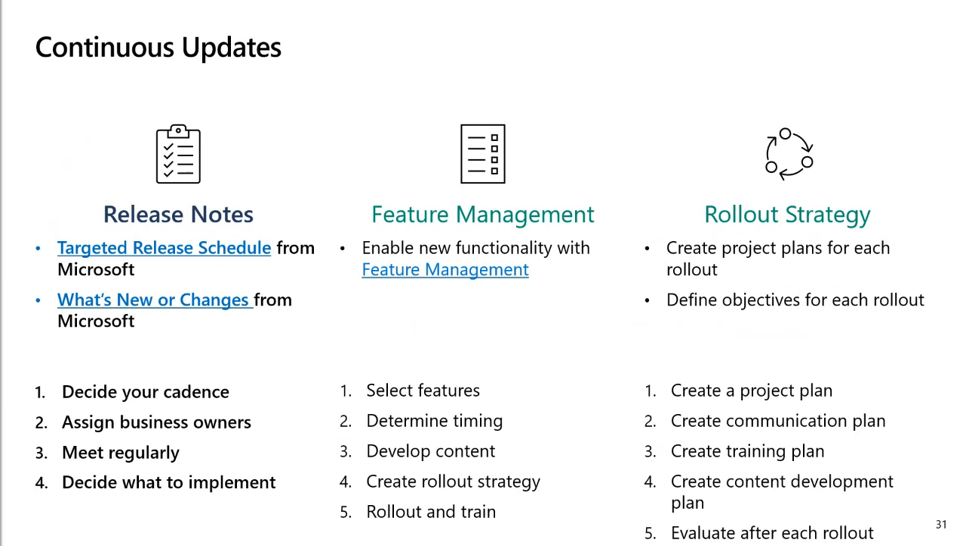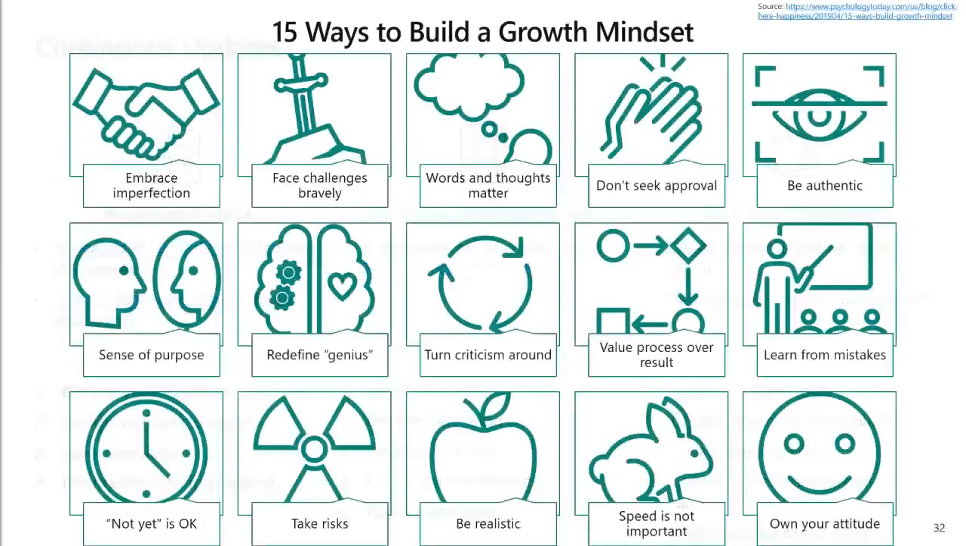And then your rollout strategy. If you have multiple phases in your project plan, or you're going to take on new features in the future, create a project plan for each rollout. Although it might not be the same scale as the larger implementation, it's still important to define objectives and goals for each one of those rollouts. So make a project plan, a communication plan, a training plan, a content development plan, and evaluate after each rollout. Have that after action review and figure out what you can do better next time, because again, it's constant continuous improvement.